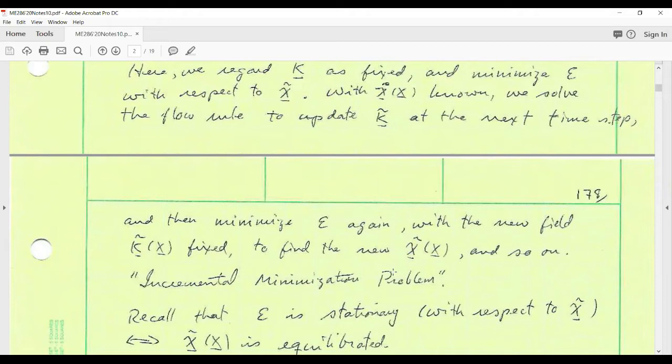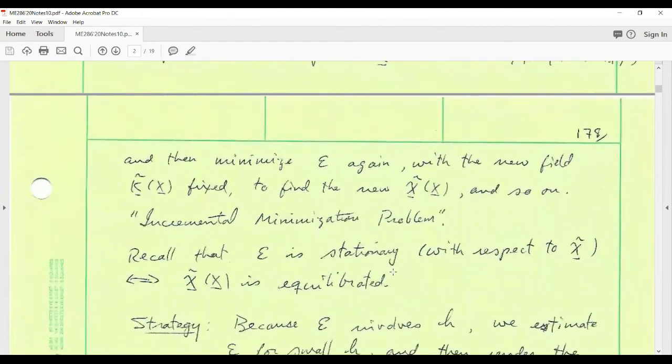Now you can forward integrate the flow rule, find a new value of the plastic deformation, minimize the energy again to find the new deformation, and just repeat the process ad infinitum. So we would call this an incremental minimization problem. The increment is due to the fact that we're incrementing the plastic deformation by forward integrating the flow rule. Okay.